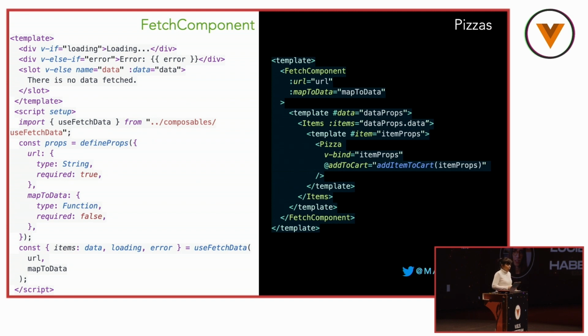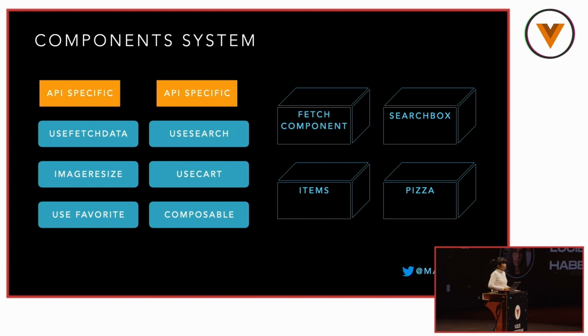And of course, you receive props here. And that's it. We just built our first component system for the pizza gallery. It's not a pizza gallery anymore, it's the item gallery. Here you have API-specific code, and then we have a set of composables, or you can call them functions, logic, whatsoever, or hooks even, though someone told me we shouldn't use the word hooks, but anyway. So we have useFetchData, useSearch, image resize, useCart, useFavorites, and any composables that you need for this component system. And we have the components: fetch component, search component, item component, and pizza component.